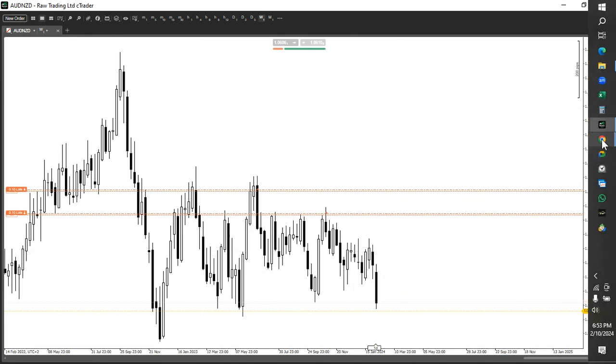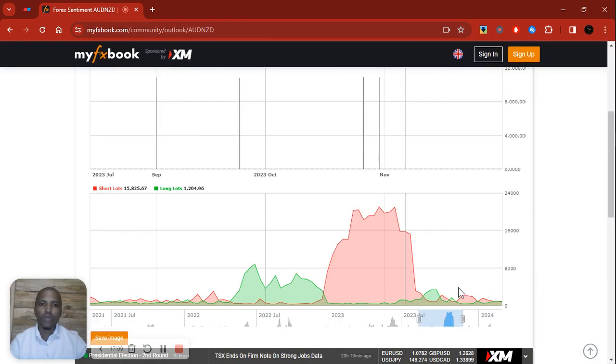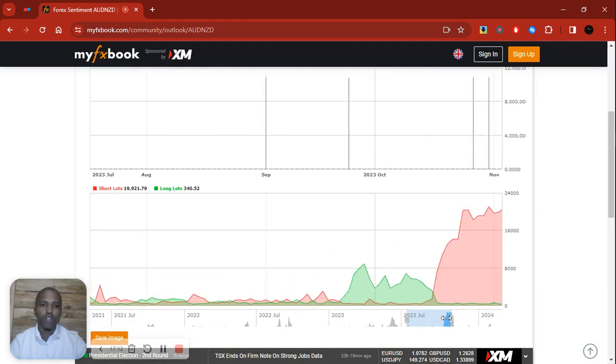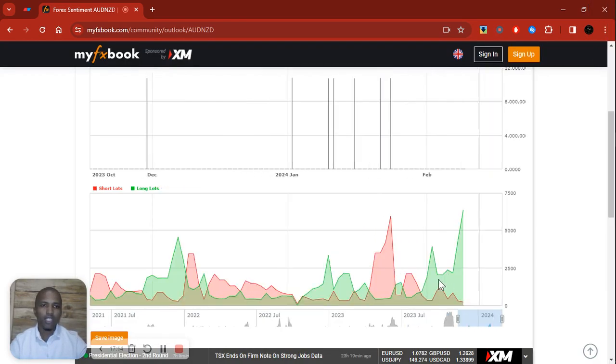And then eventually, like we saw now, we've actually had a spike up in the green, which is more buyers, which means now prices should start pushing lower. So in as much as I used fundamentals, I used my carry trade strategy like I explained in the video yesterday, I also use this to manage my trade. This is the best trade management tool because it manages your expectations, right?